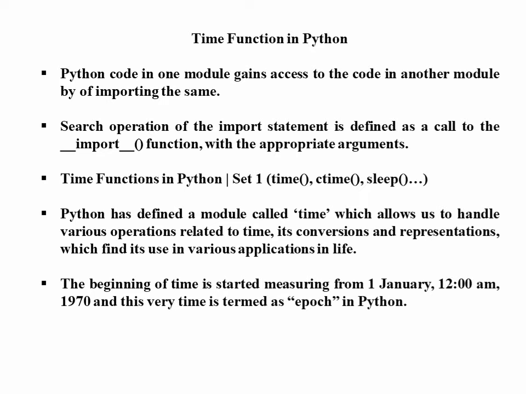Next is the time function in Python. These are some examples of time functions. One is time, another is time sleep. We will also discuss this. Python has defined a module called time which allows us to handle various operations related to time, its conversions and representations, which find their use in various applications in life. Time starts being measured from the 1st of January, 12 AM, 1970, and this very time is termed the epoch in Python.